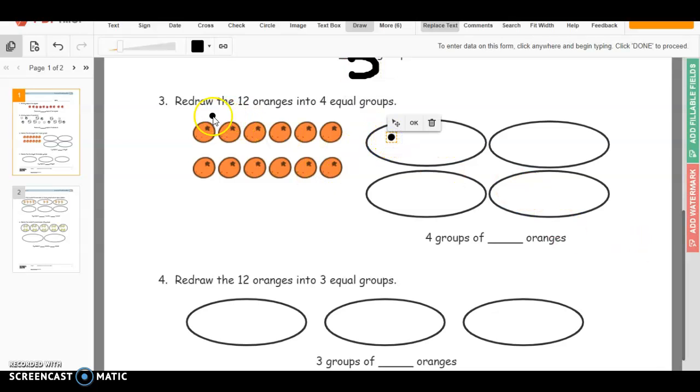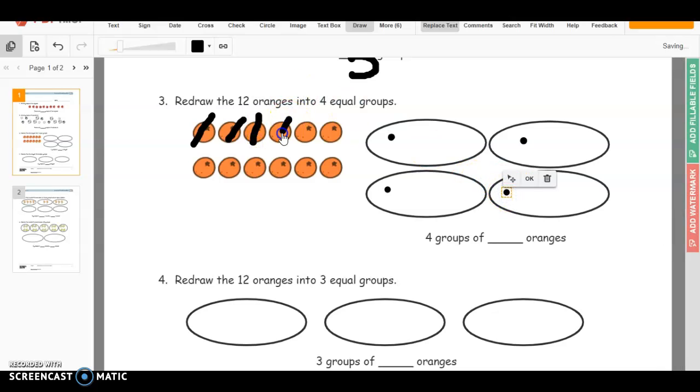So 1, 2, 3, 4. I have 1 in each group, but I still have oranges left over, so I want to start over again with the first group. And I'm going to keep on crossing out until I run out of oranges.